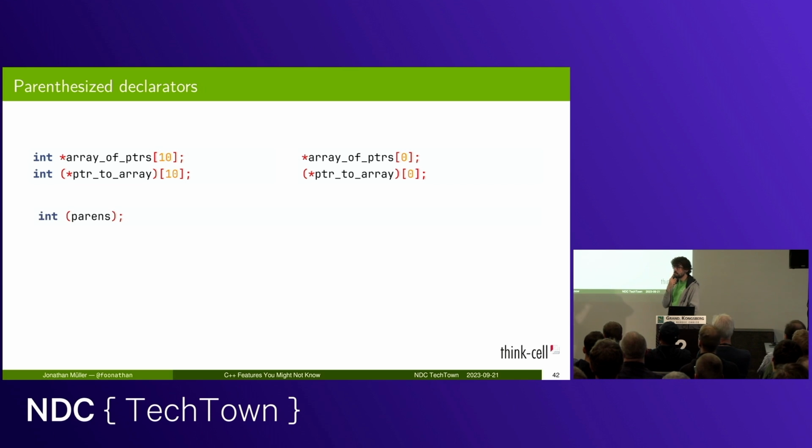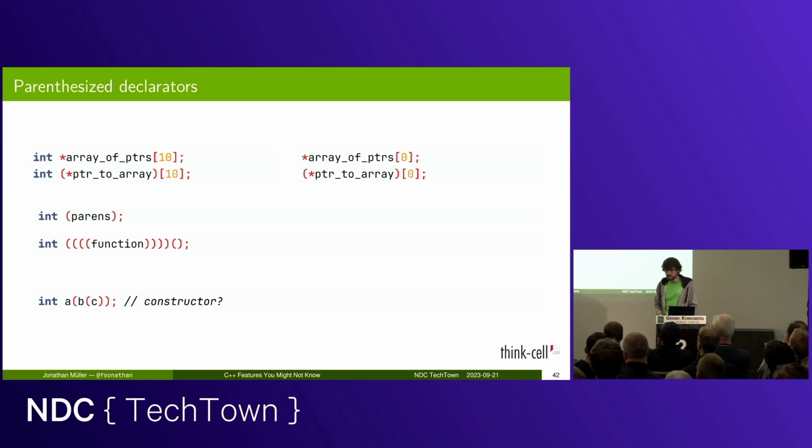So the grammar allows that. This is a variable, parents, of type int, and you just put extra parentheses in there. And of course, this is a function that returns an int and takes no arguments. And this also means that this is not a constructor call or something, but a function that takes a variable called c of type b and returns an int, which is why you sometimes need to use curly braces for that. So this is where that comes from.